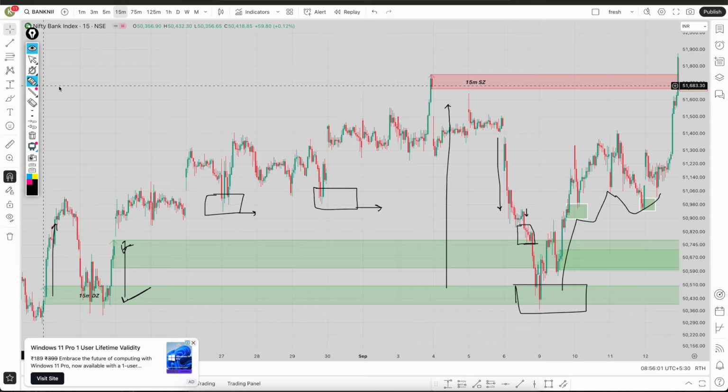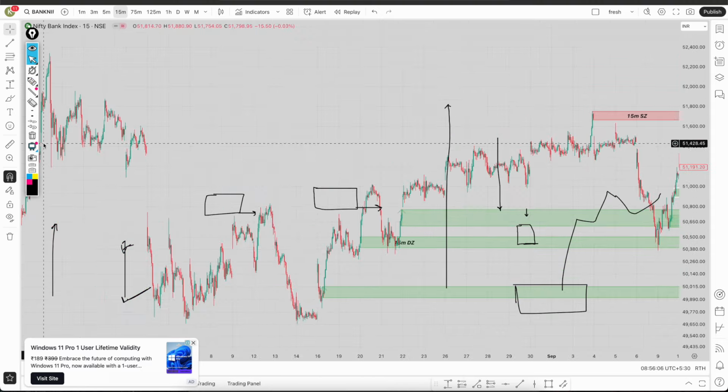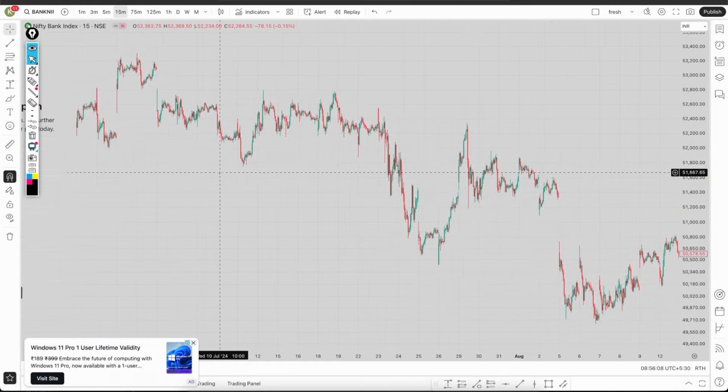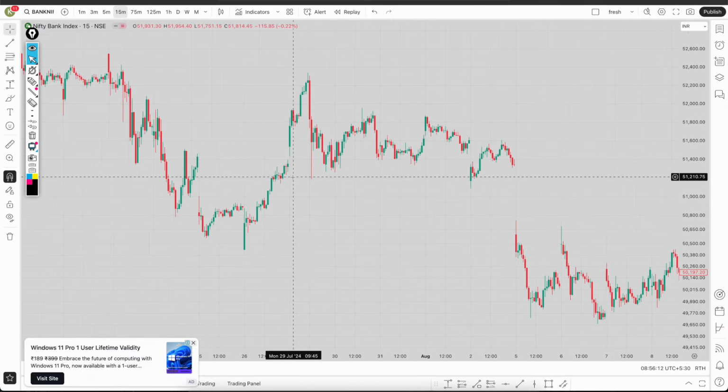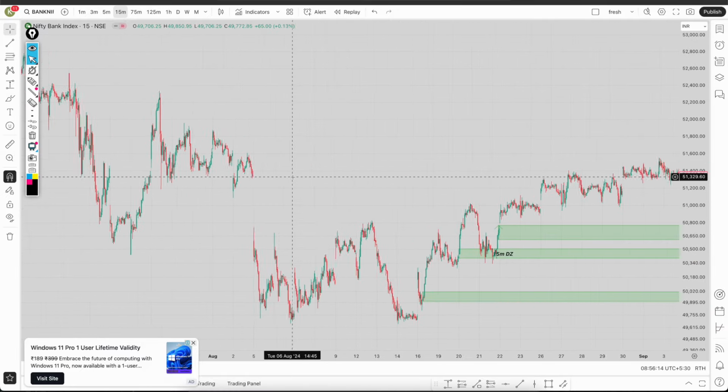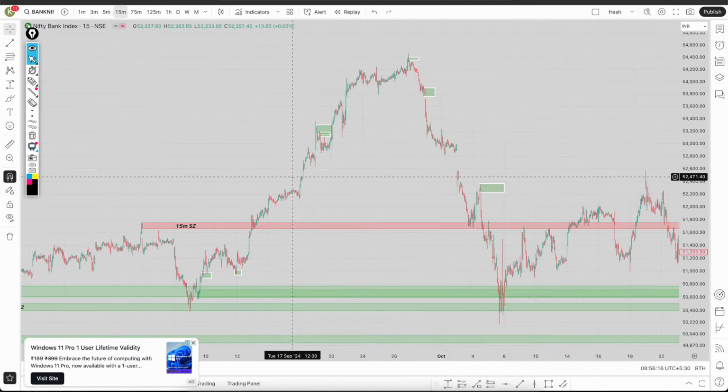Now we'll mark one more zone before closing, and let me clear this out. Let's see if you can find something here. Okay, this is a downtrend. Let's see something more.